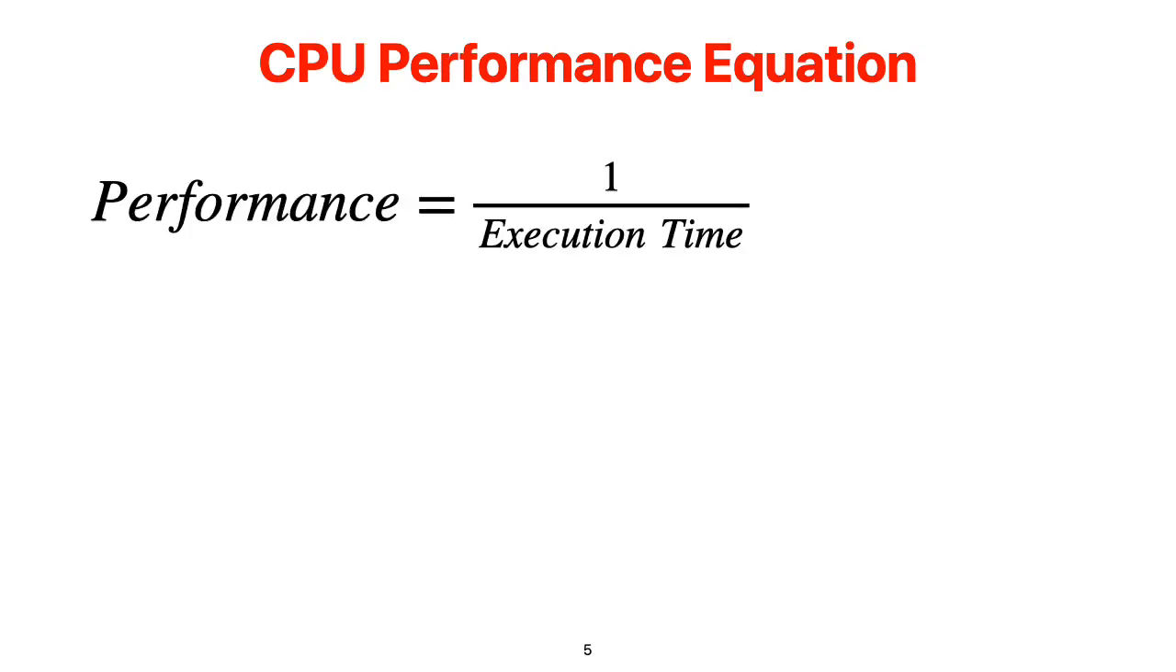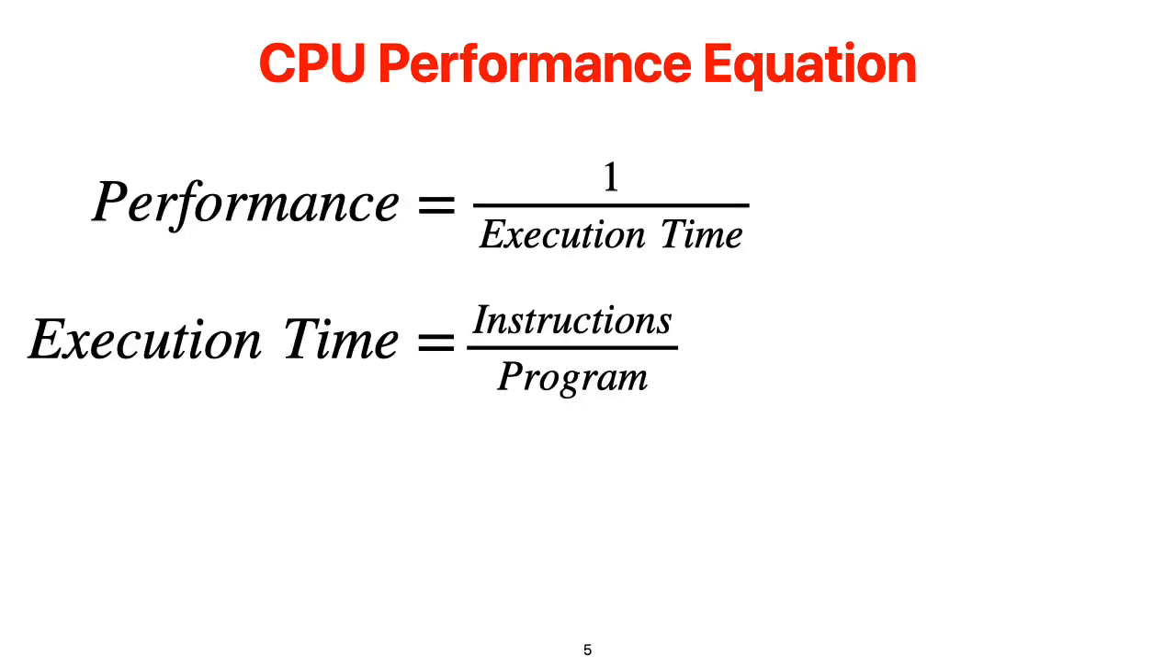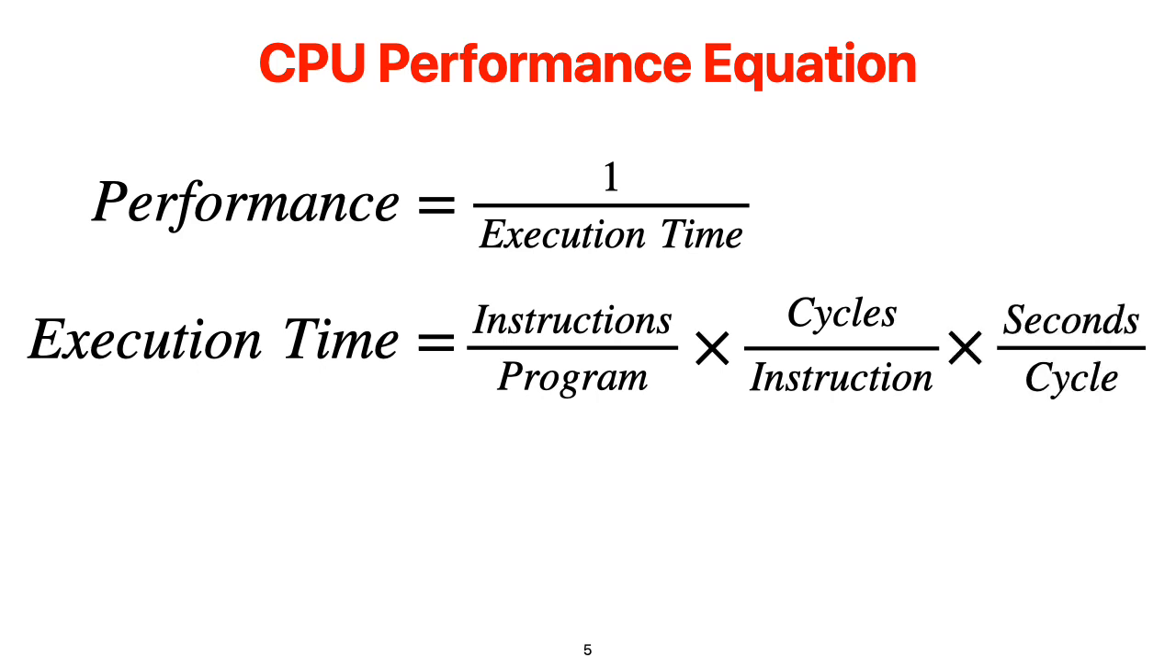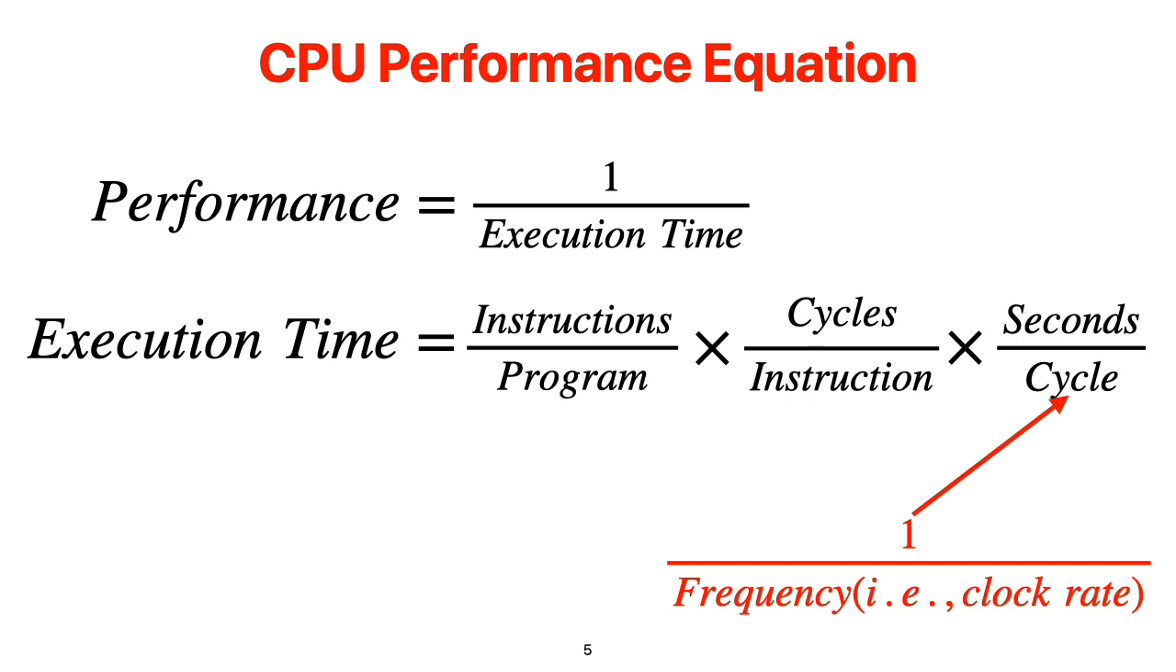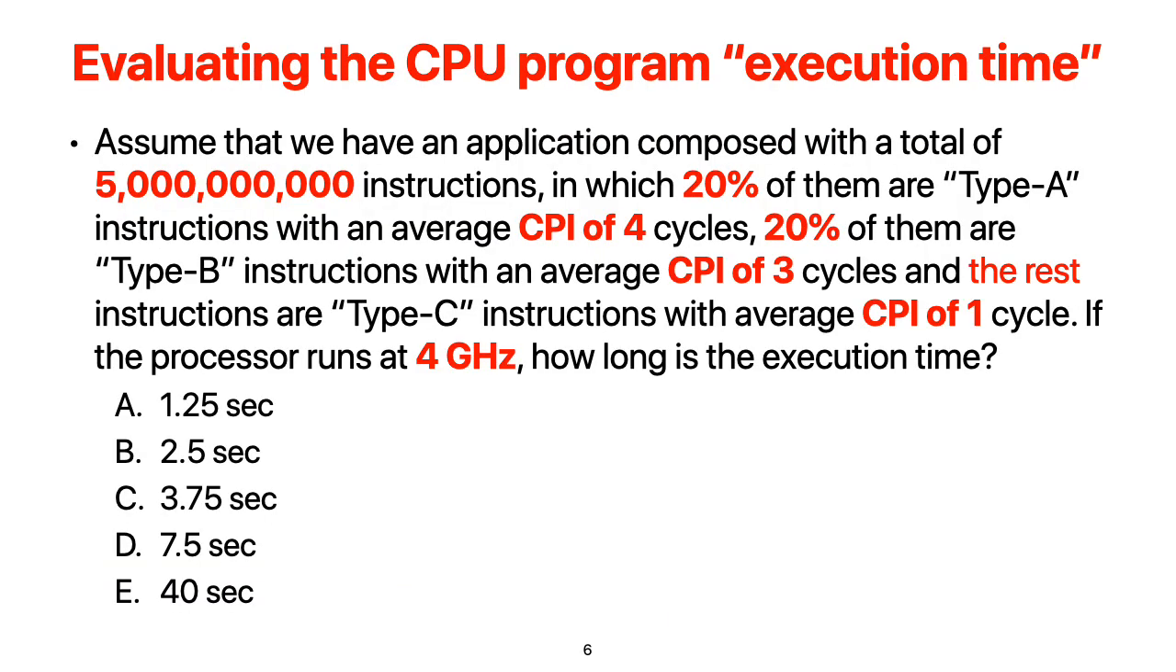That gives us the performance equation we want, which consists of instructions per program, or instruction count (IC), cycles per instruction (CPI), and seconds per cycle, or cycle time. The seconds per cycle is typically the inverse of your frequency. Right now, most processors run at gigahertz, and you can easily convert 1 gigahertz to 1 nanosecond in this equation.